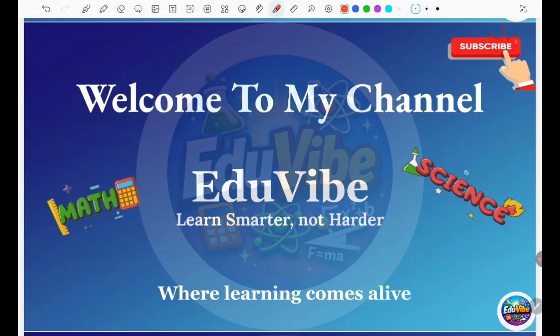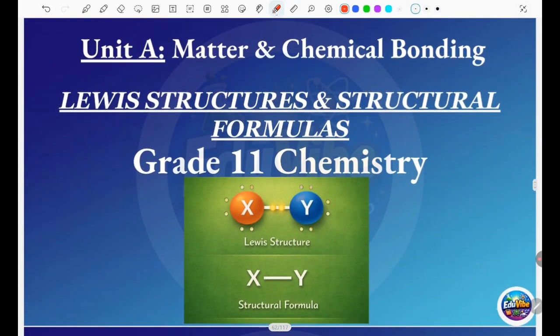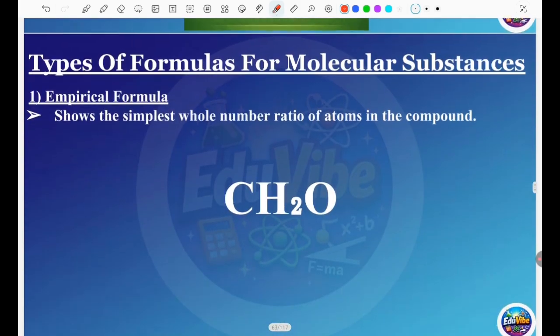Today we will start another topic of matter and chemical bonding, which is the Lewis structure and the structural formulas. Today's topic is very important related to covalent bonding theory, as I told you in the previous lesson. Today's topic and the next lesson, the VSEPR theory, are both very important topics, and you will always have some questions related to them in the examination. And how can we make Lewis structures with the covalent bonding theory? Let's get to know about this.